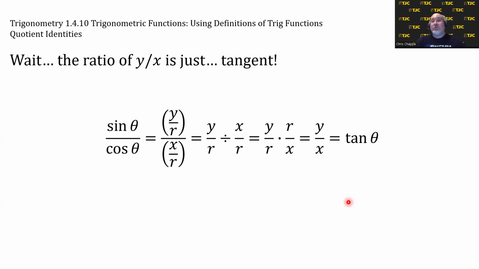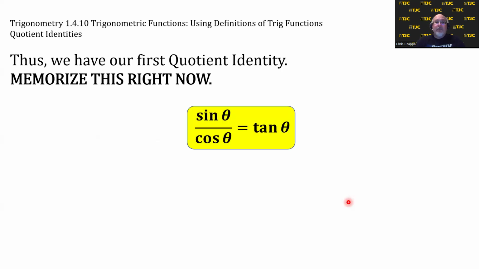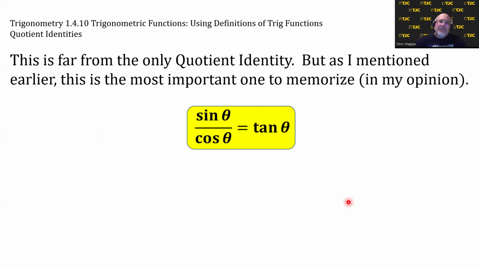And we have our first quotient identity. Sine of theta over cosine of theta equals tangent of theta. Memorize this right now. Sine over cosine equals tangent. I'm not kidding. Now, this is far from the only quotient identity, but as I mentioned earlier, this is the most important one to memorize, in my opinion.